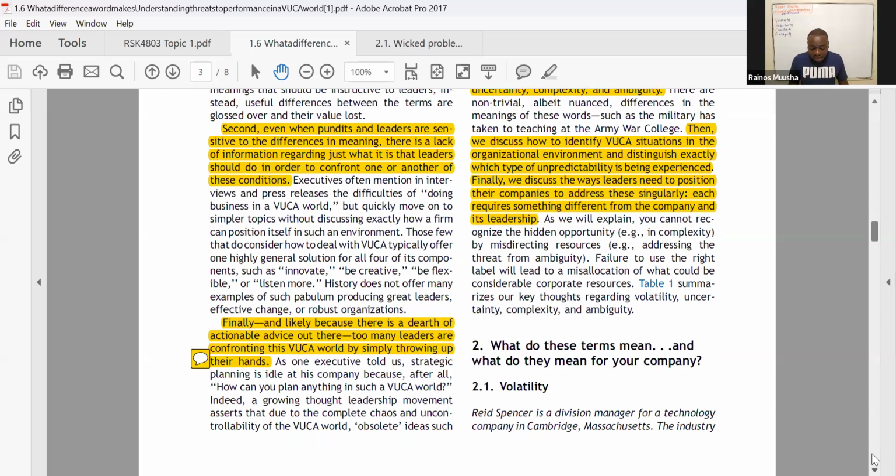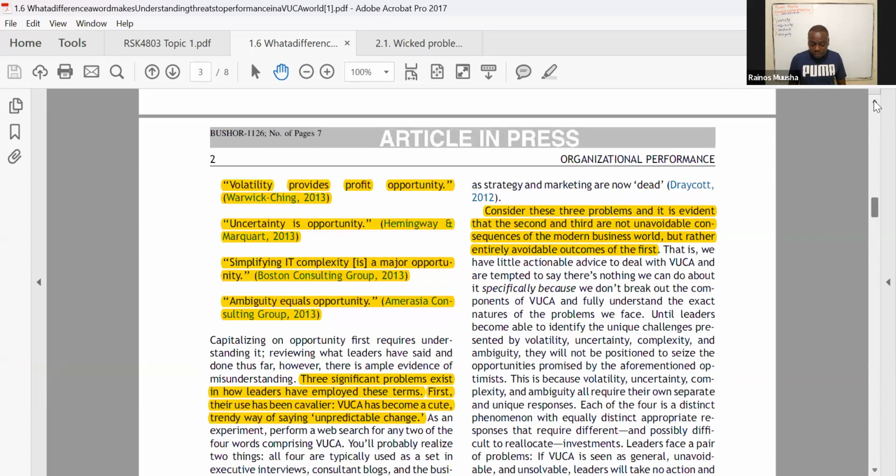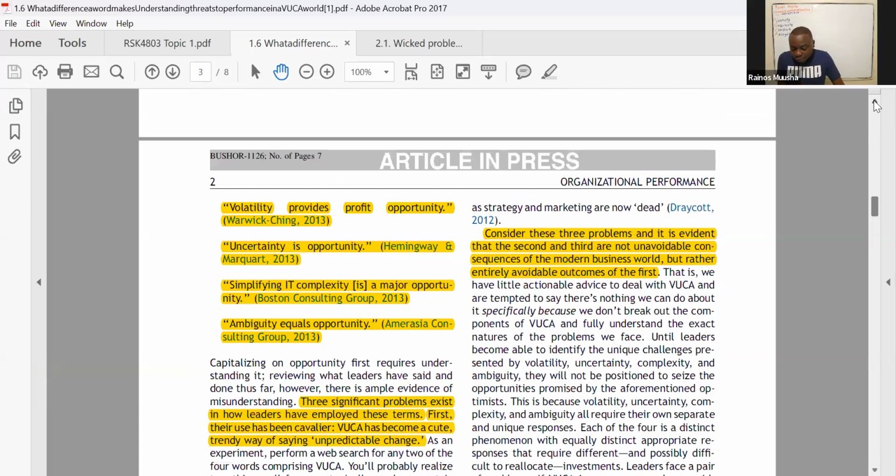And finally, and likely because there is a dearth of actionable advice out there, too many leaders are confronting the VUCA world by simply throwing up their hands. Which means in this case, they are simply going to give in to the different conditions that accompany the acronym VUCA as well. So now they say, consider these 3 problems, and it is evident that the second and the third are not unavoidable consequences of the modern business world, but rather entirely avoidable outcomes of the first.